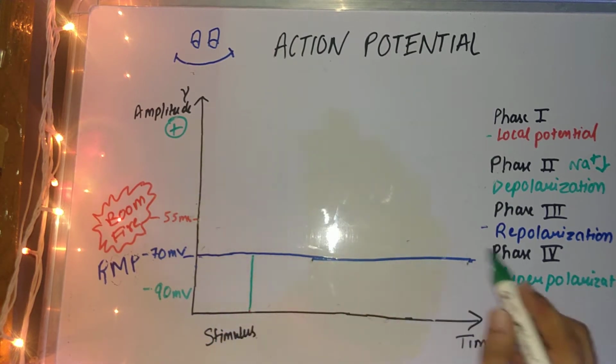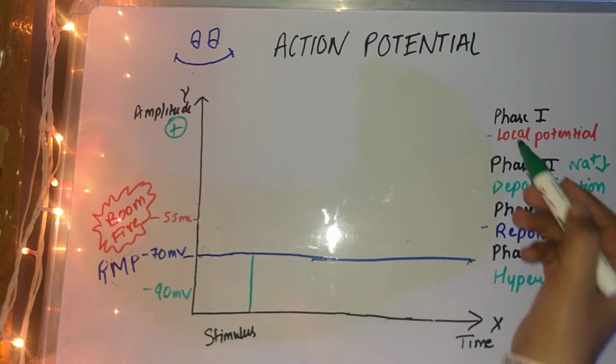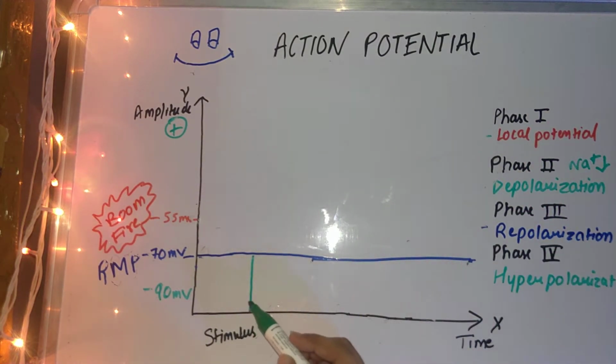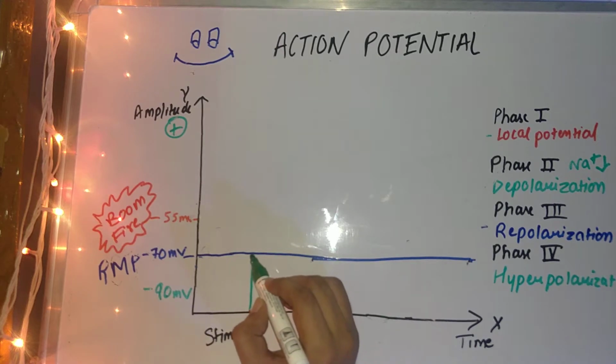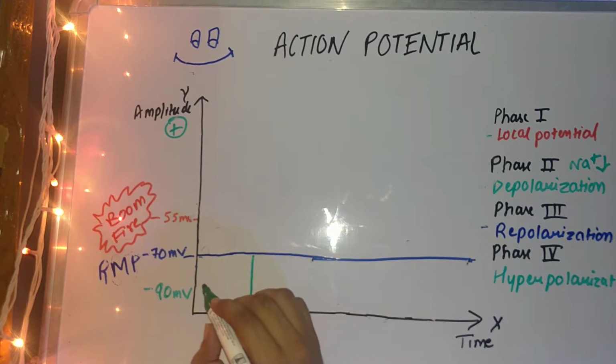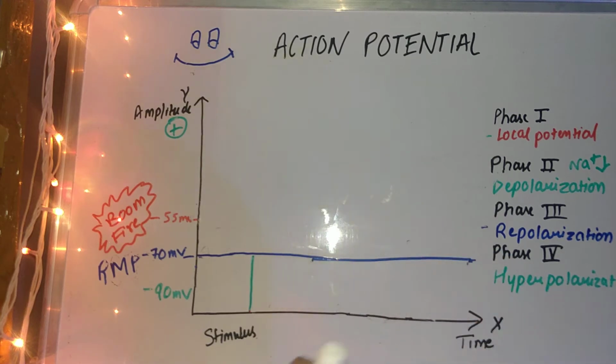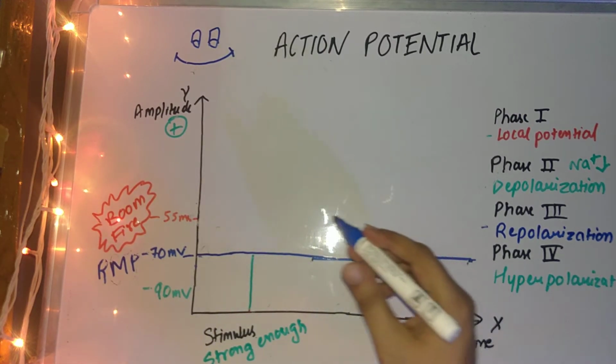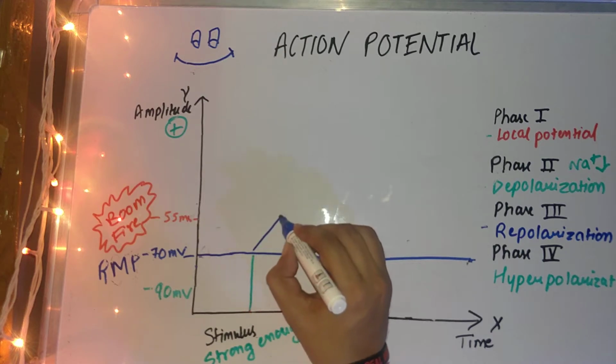And here there are four phases in action potential. Phase 1 is the local potential. When the stimulus is applied, there is local potential, that means potassium diffusion outside the cell. Right now the potassium is just diffusing, which is a passive process. Now, when the stimulus is strong enough, there will be an increase of potential to the threshold potential.